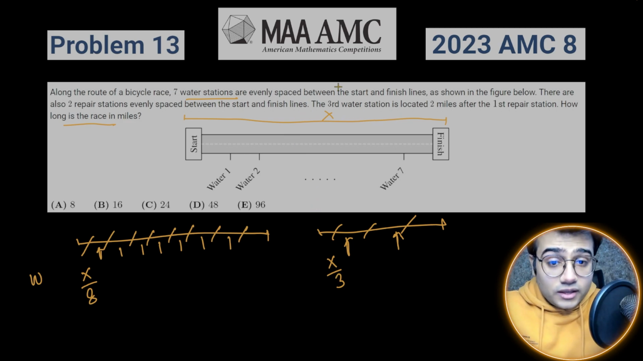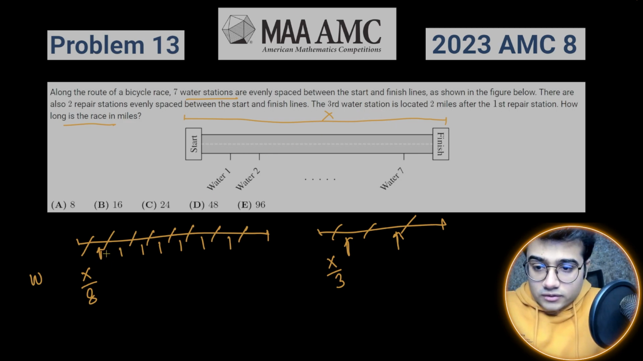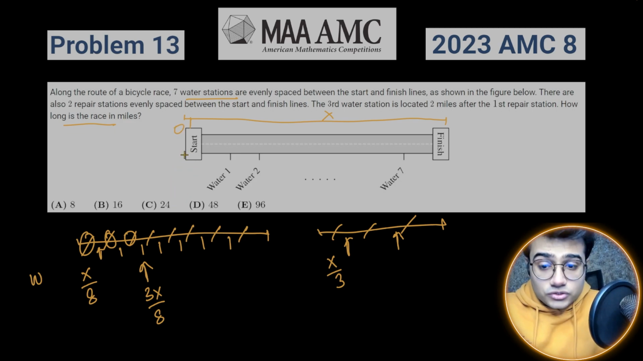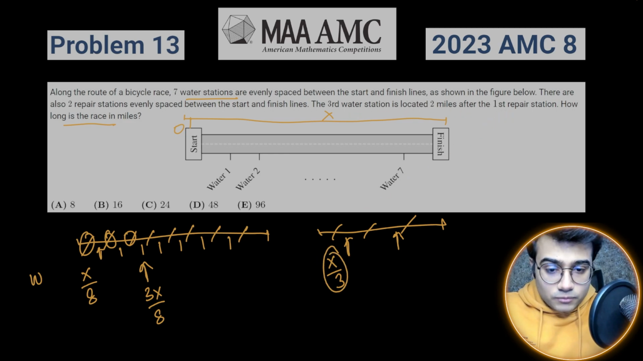They told us about the third water station. Let's see, the third water station is this one, 1, 2, 3. It's going to be at the 3X by 8 mark, if we take this as the 0. So the distance from the start to the third water station is 3X by 8. And the first repair station is, of course, at X by 3.